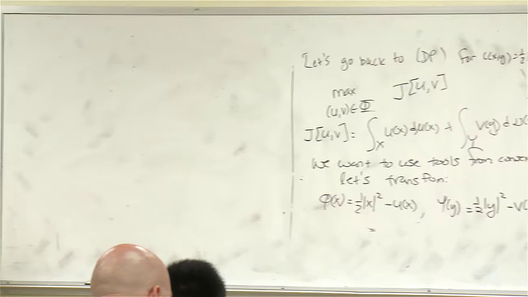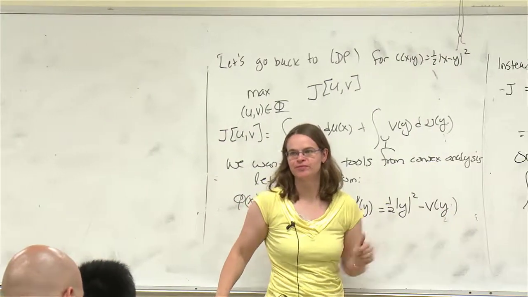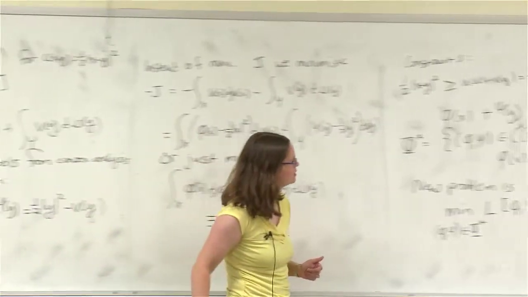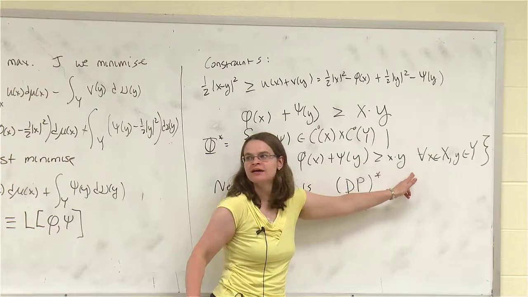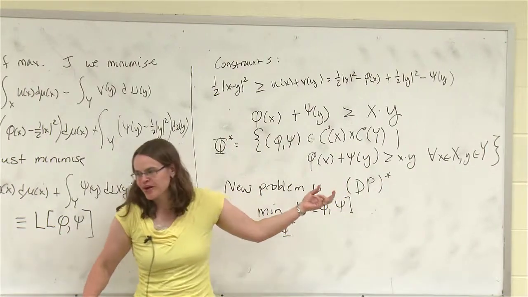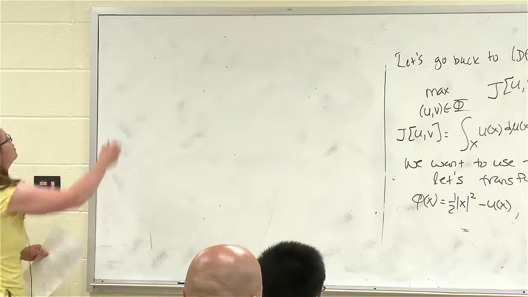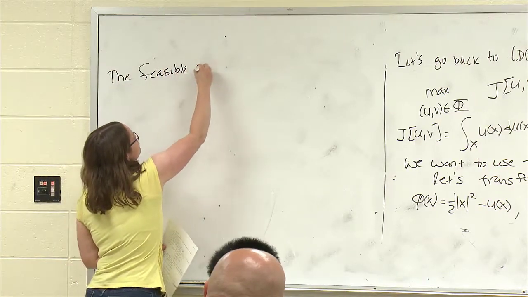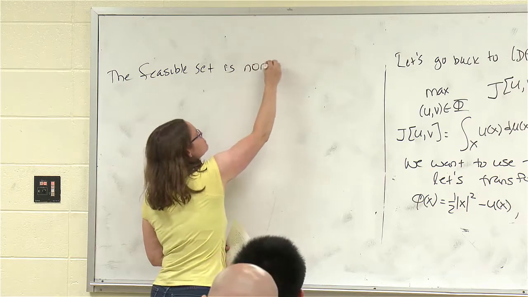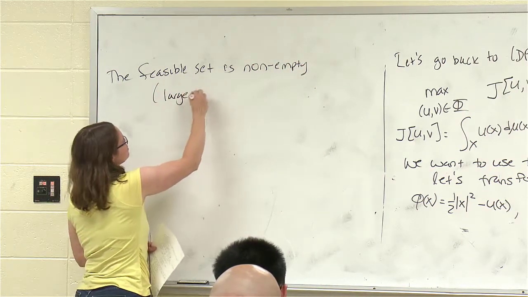But of course, you're recognizing in here that this looks a lot like things that come up with Legendre transforms, right? If I move this over here, x dot y minus c, that's exactly the kind of thing that we expect to see when we're computing a Legendre transform of c. And indeed, we're going to see that. So the feasible set is certainly non-empty. Just take large constant functions.